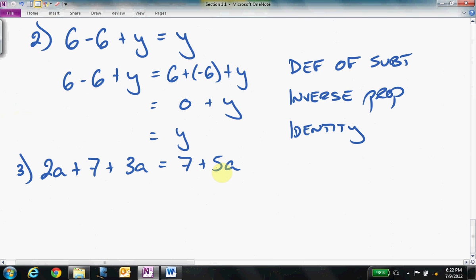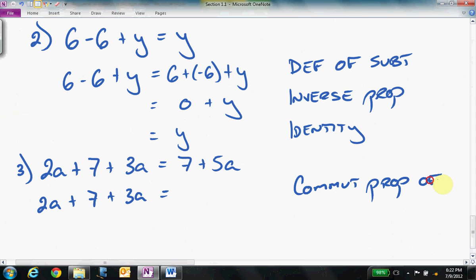Well, if you notice on the left side, we have all addition already, so we don't need to apply the definition of subtraction, because we have straight addition, which is what we need. But I do see I have to combine my like terms. But in order to do that, I need to get them next to each other. If I'm going to reorder the terms, I need to apply which property? It's the commutative property, good, of addition.